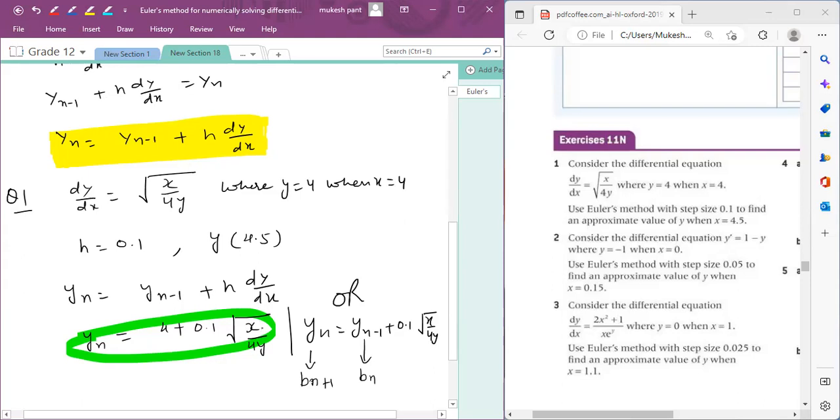This we should write this one. Even if you do not write, it's understood, because in calculator we are using an for this part and bn for this part, right? What we are writing is this one and an over 4bn, right? So actually it's understood. Initial point will be xn minus 1 and y will be yn minus 1. So this way you can do this thing, Euler's method.